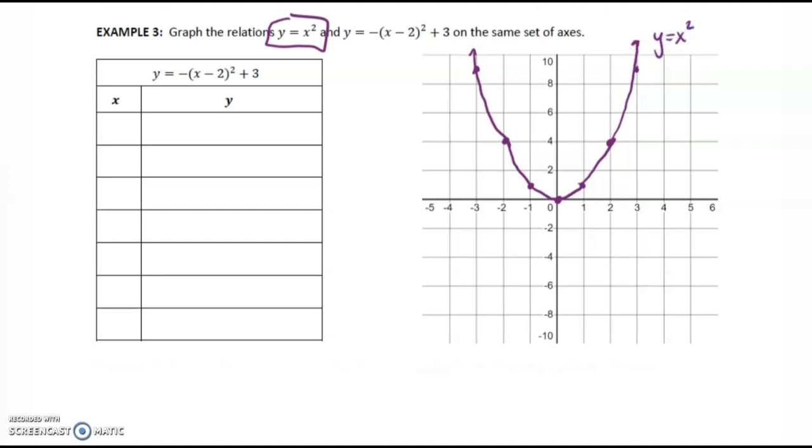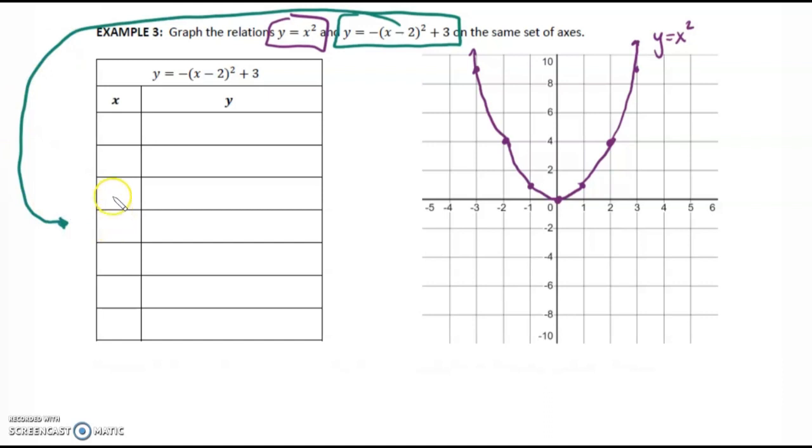Now we're going to do y equals negative x minus 2 squared plus 3. This negative 2, again, goes into the middle, and it's not a negative 2, it's a 2. So 2, 3, 4, 5 goes down, and then we ascend up. So 2, 1, 0, negative 1.